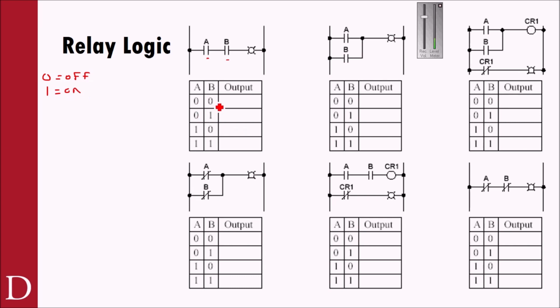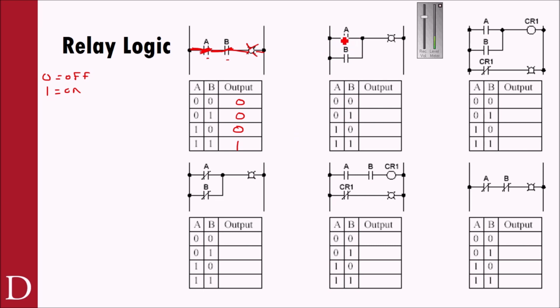So if A and B are 0, there's no way I can get an output. I'm trying to get through here, right? And if this is open or off, I can't get through. Even if I close B, if I can't get through A, I still can't get through. Or for that matter, if I close A, and now I can get through A, but I don't close B and I leave B open, I can't get through. But if I close both of these, I now can energize my output. So a 1 and a 1 gives me a 1.